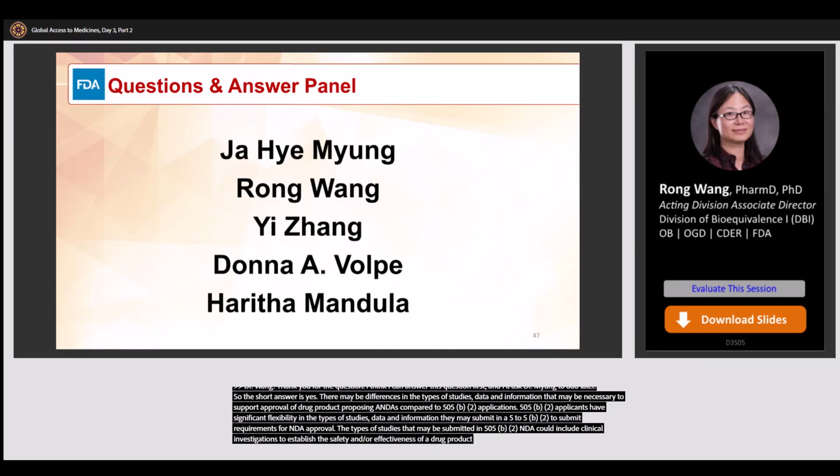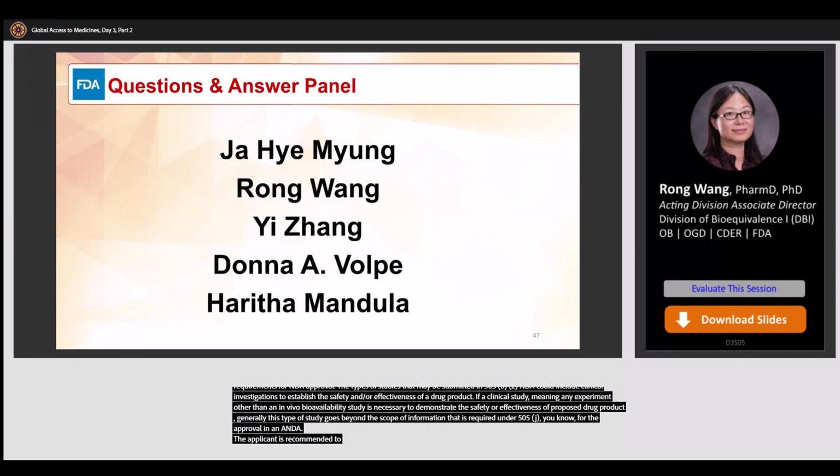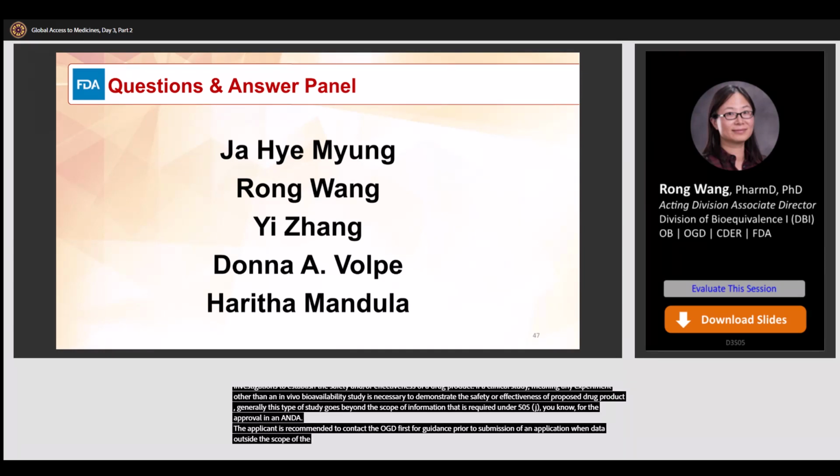If a clinical study, meaning any experiment other than an in vivo bioavailability study, is necessary to demonstrate the safety or effectiveness of a proposed drug product, generally this type of study goes beyond the scope of information that is required under 505(j) for approval in an ANDA. The applicant is recommended to contact the OGD first for guidance prior to submission of an application when data outside the scope of the ANDA pathway is considered necessary for its application.